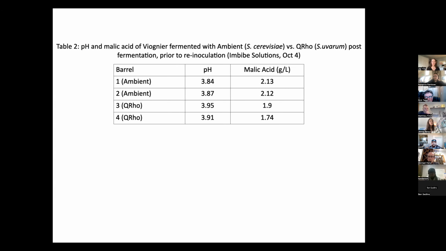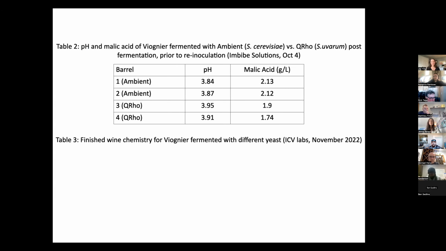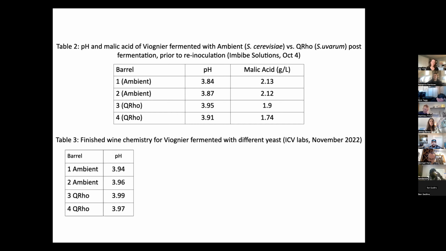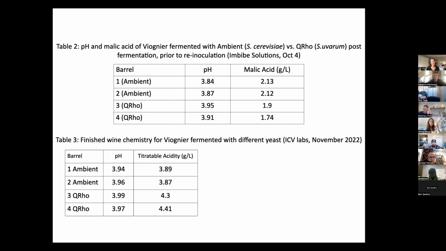And then afterwards, we were able to look at the finished wine chemistry once things were all finished out and we could get some sulfur in there. So the finished wine chemistry, once again, the pH looks exactly the same between them. So we don't see any benefit to the pH of using the uvarum yeast. Once again, the TA is just slightly a little bit higher. And again, I don't know if that's meaningful or not. This is a little bit more of a difference than what we saw in Matthieu's. And uvarum is known to make malic acid. It's also known to make a little bit of succinic acid.